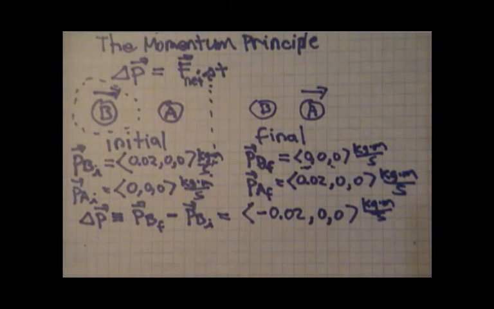So one definitive thing that we can say is that because the change in momentum is left going, it points in the negative x direction, it must be true that the net force that acts on ball B also points in the left direction.